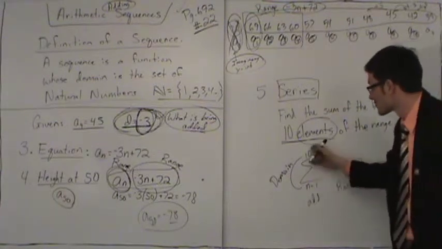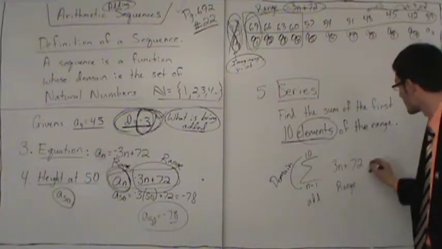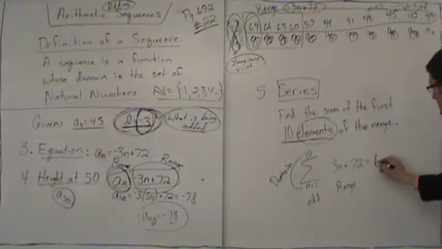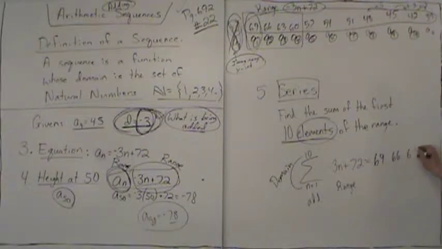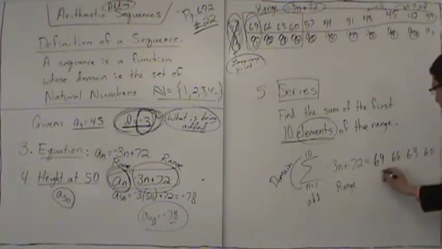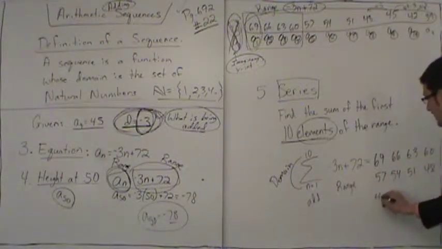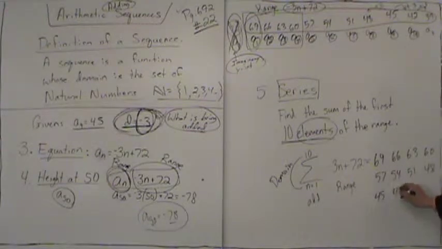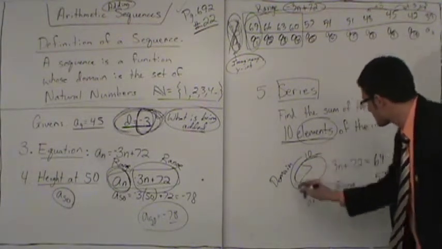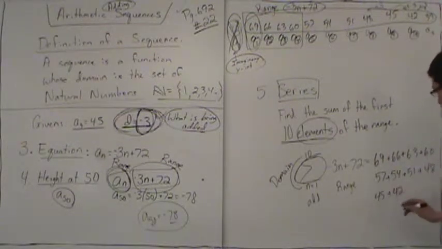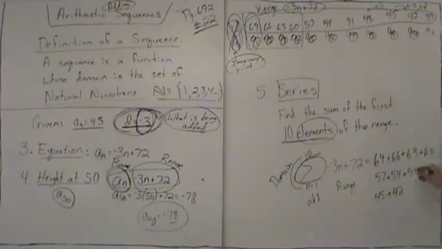Now we're looking at what the range values are in these positions from 1 to 10. Well, we see the range values here. We write 69, 66, 63, 60, 57, 54, 51, 48, 45, and 42. And remember, sigma means add, so we're adding these values up. Let's put addition. And there's a quick trick here. I think it's 555. Yeah, 555. Okay, so quick trick.